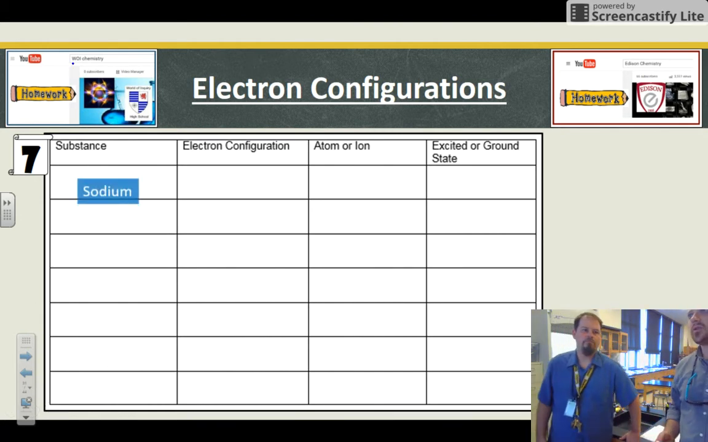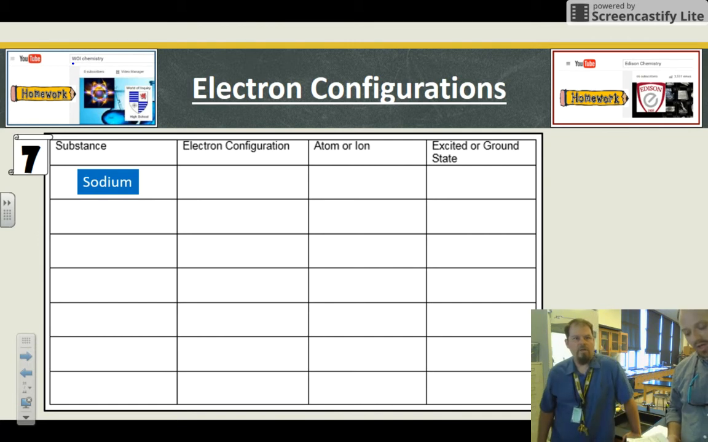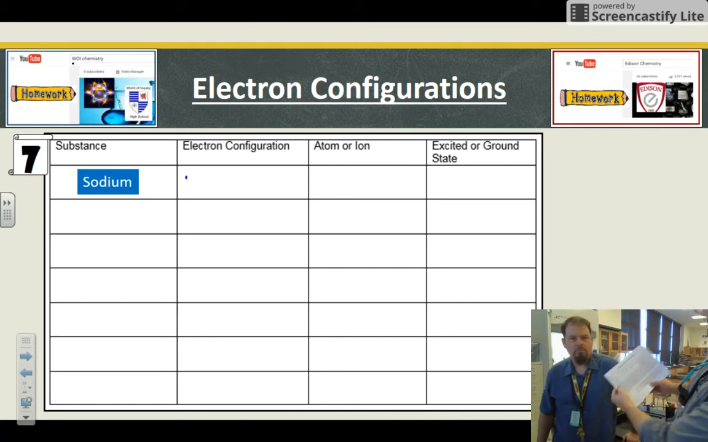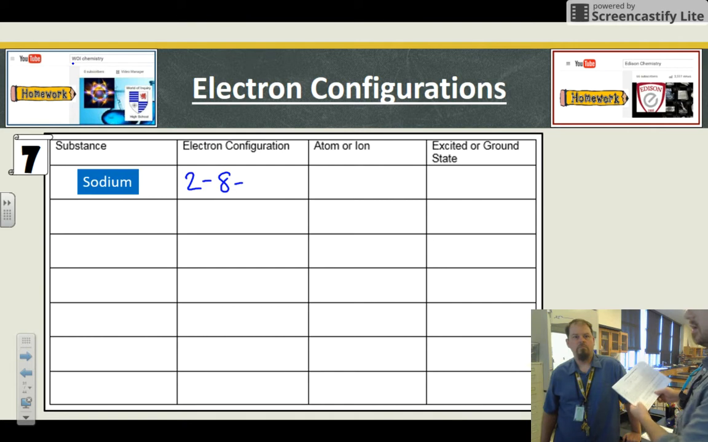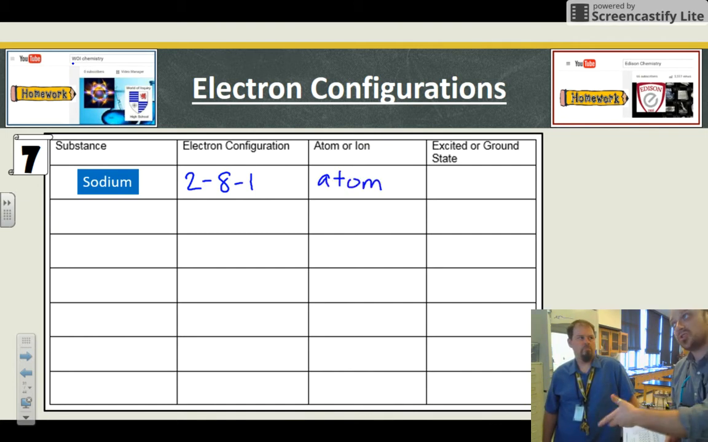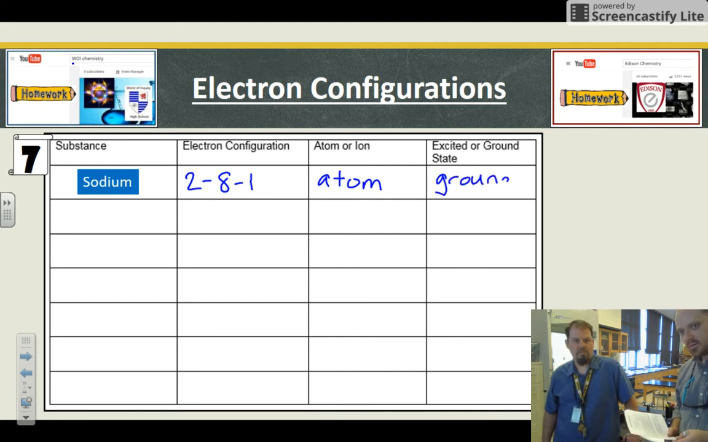So here we go. We've got the electron configuration for sodium, 2-8-1, which is what I know to be the truth. Is this an atom or an ion, you think, Yanar? Looks like that's the same number of electrons that it shows on the periodic table, so it's got to be an atom. And since they're in the normal filling pattern of 2, then 8, then something else, it's ground state. No vacancies.